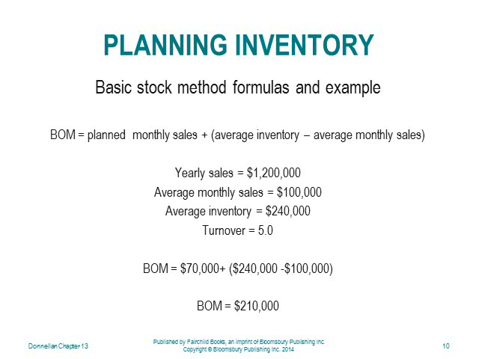The basic stock method uses the formula that the BOM of a sales period should be the planned monthly sales plus the difference between planned average inventory and planned average monthly sales. In this example, the yearly sales are $1,200,000. The average monthly sales is $100,000. The average inventory is $240,000, and when you take 1.2 million and divide it by 240,000, you get a turnover of 5.0. Using the basic method formula, the BOM for a month with 70,000 planned in sales is 210,000. So it's 240,000 minus 100,000, which is 140,000, plus 70,000, and that comes out to 210,000.